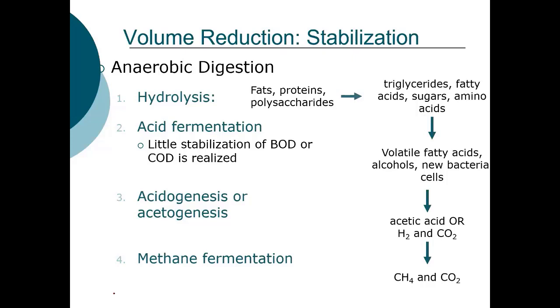Anaerobic digestion is done in the absence of oxygen. So it's a series of reactions. The first being a hydrolysis reaction where we're taking the fats, the proteins, the polysaccharides that are left in this waste that didn't get oxidized in the aeration basins. So this is in the sludge. Those get converted to triglycerides, fatty acids, sugars, and amino acids. The next step is acid fermentation.